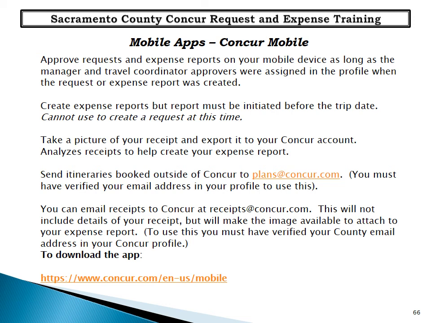You can take a picture of your receipt and export it to your Concur account. It also analyzes receipts to help you create your expense report. You can send itineraries booked outside of Concur to plans@concur.com. You must have verified your email address in your profile to use this. You can email receipts to Concur at receipts@concur.com. This will not include details of your receipt, but will make the image available to attach to your expense report. To use this, you must have verified your county email address in your Concur profile.